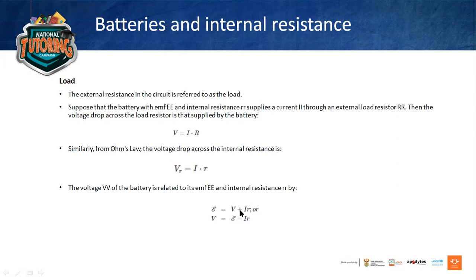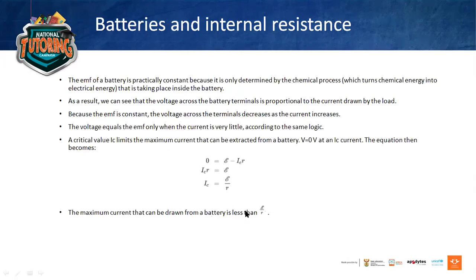So when you have a test and they give you your internal resistance and they ask you to calculate the EMF, then you can say EMF is equal to V, the voltage of the circuit, plus the internal voltage as well. And alternatively, if they give you the EMF, you can find your internal resistance if you have the voltage of the circuit and they have given you the R.